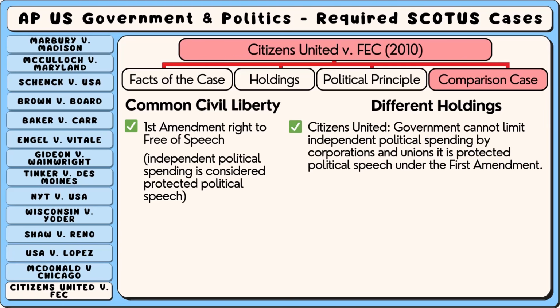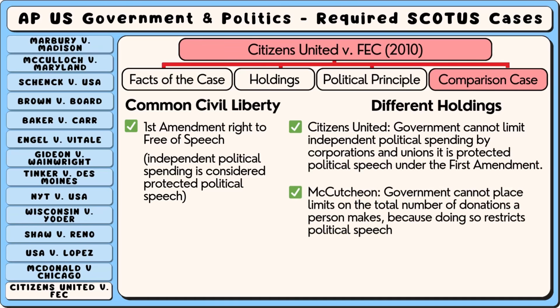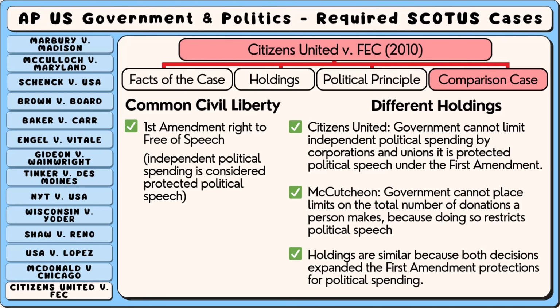The holding in Citizens United versus Federal Election Commission was that the government cannot limit independent political spending by corporations and unions because such spending is protected political speech under the First Amendment. The holding in McCutcheon versus Federal Election Commission was that the government cannot place broad limits on the total number of donations a person makes, because doing so restricts political speech without directly preventing corruption. So, the holdings are similar because both decisions expanded the First Amendment protections for political participation by limiting the government's ability to restrict political spending.